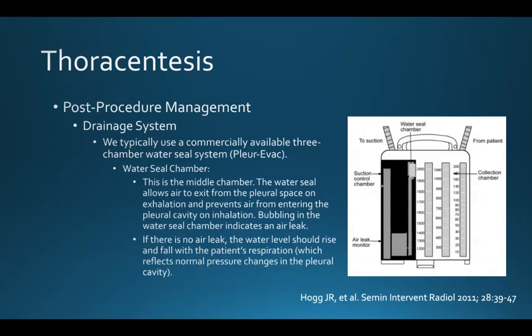The second chamber is the water seal chamber. This is the middle chamber. The water seal allows air to exit from the pleural space on exhalation and prevents air from entering the pleural cavity on inhalation. Bubbling in the water seal chamber indicates an air leak. If there's no air leak, the water level should rise and fall with the patient's respiration, which reflects normal pressure changes in the pleural cavity.